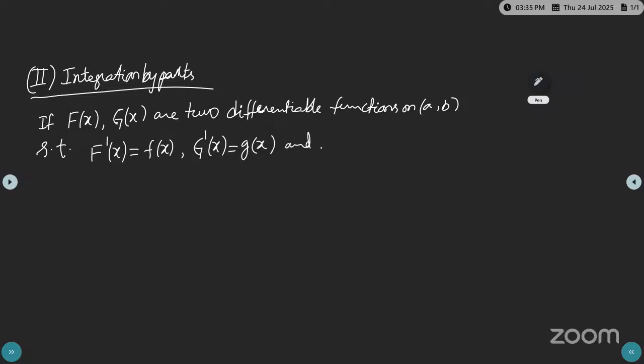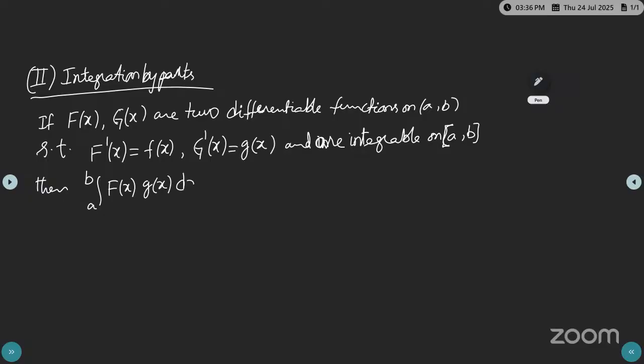and are integrable on closed AB, then integral A to B capital F of x into small g of x dx is equal to capital F of B capital G of B minus capital F of A capital G of A minus integral A to B small f of x capital G of x dx.